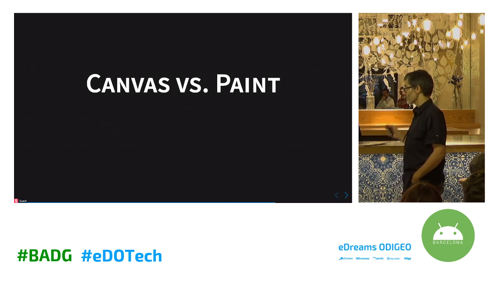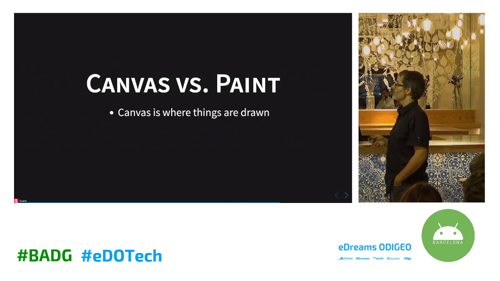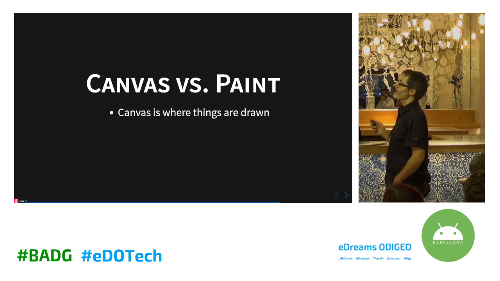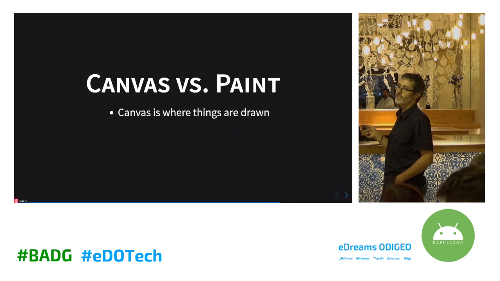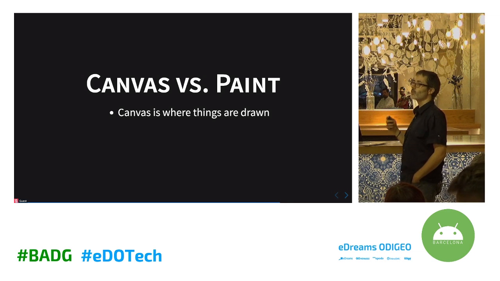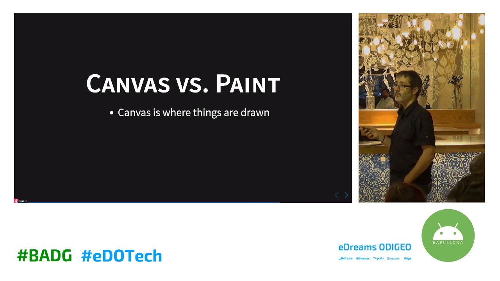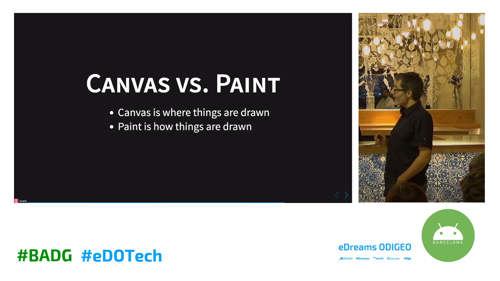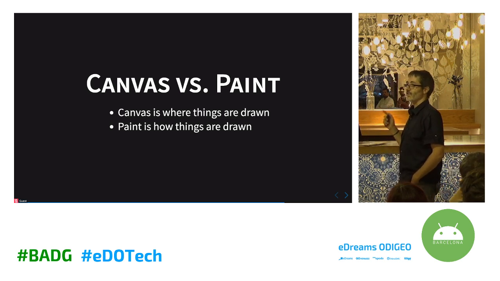Another concept we'll see now is Paint. Canvas is where things are drawn. It can have a backing bitmap, so we can draw to the screen, so to speak, which is the use case we will see, or we could create a canvas with a bitmap, so we can draw in this bitmap and, for example, render something off screen. Paint is how things are drawn. Basically, the parameters are set in Paint.